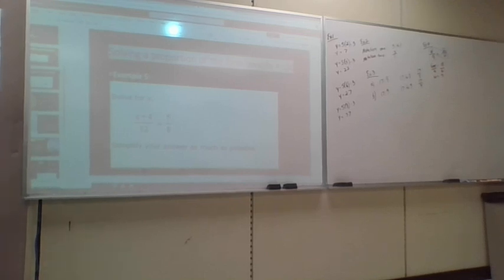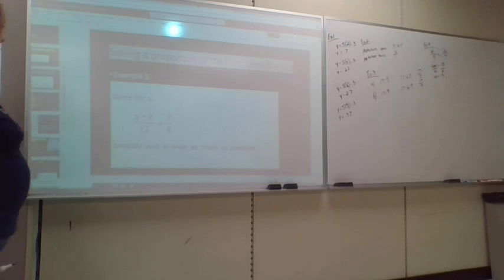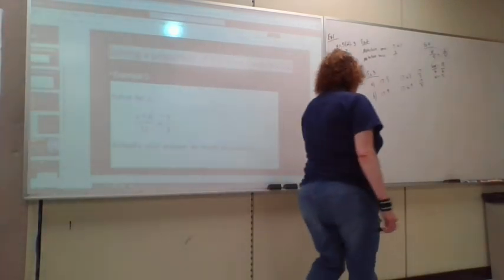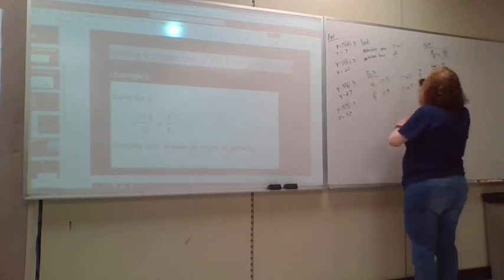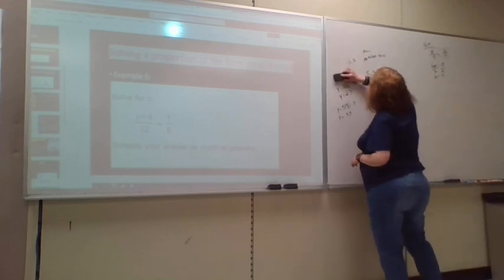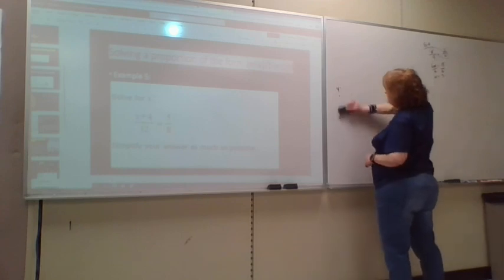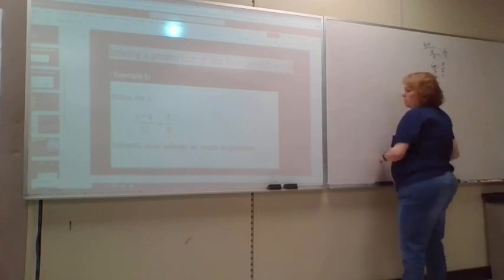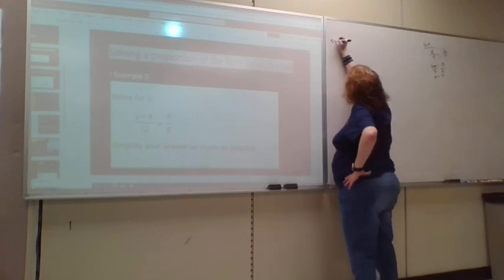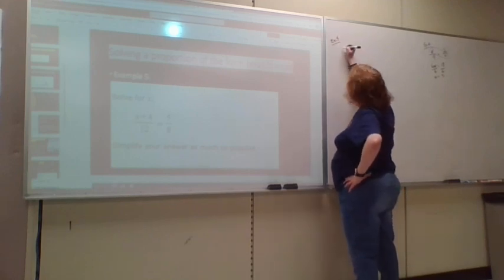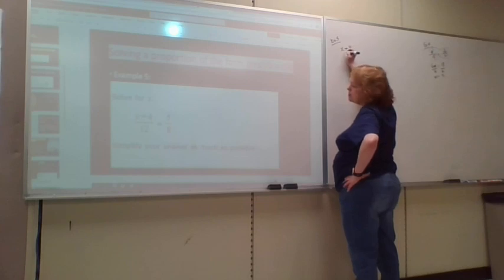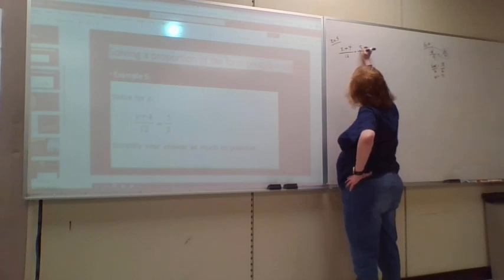Okay, let's look at the next example here. This is example 5. So we're going to be solving a proportion in the form where you have x plus a over b equals c over d. So I'm going to erase this. I'm hoping you guys got that. Example 5: I have x plus 4, all over 12, equals 5 over 8.